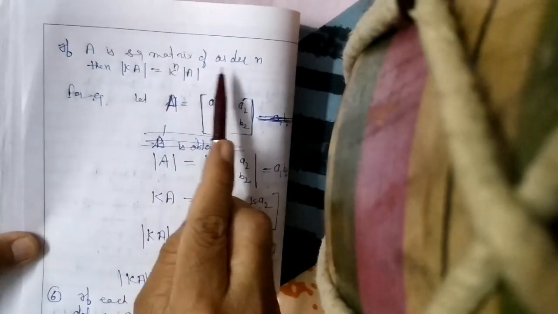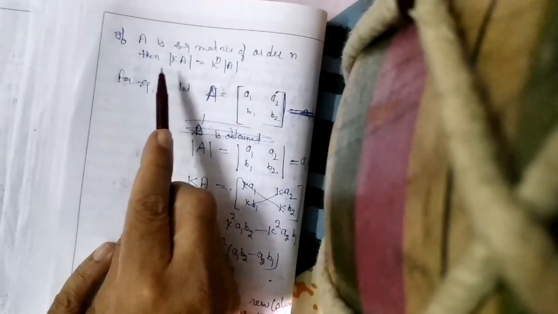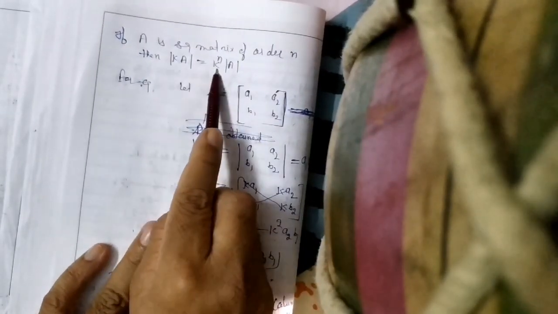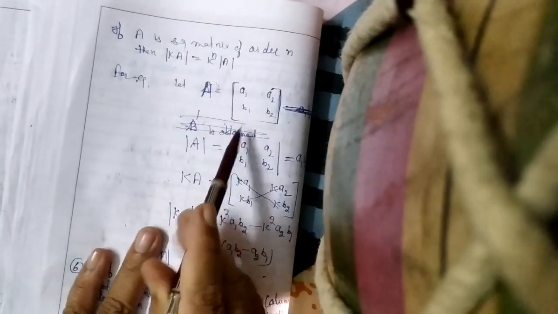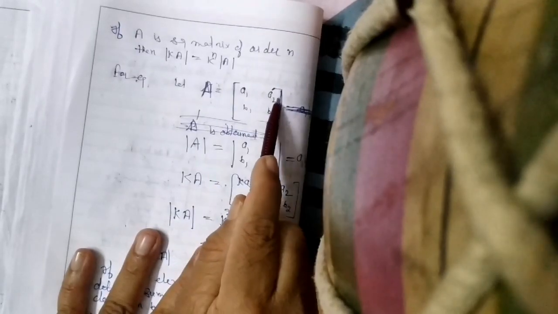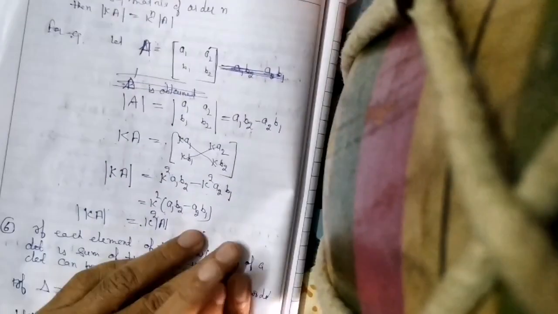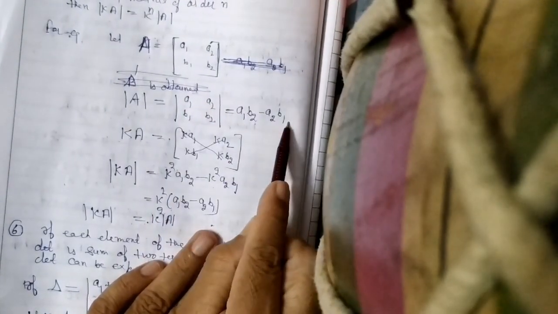if A is a square matrix of order n, then the determinant of KA equals K raised to the power n into the determinant of A. For example, let matrix A equal A1, A2, B1, B2. Now the determinant of A is equal to A1 B2 minus A2 B1.